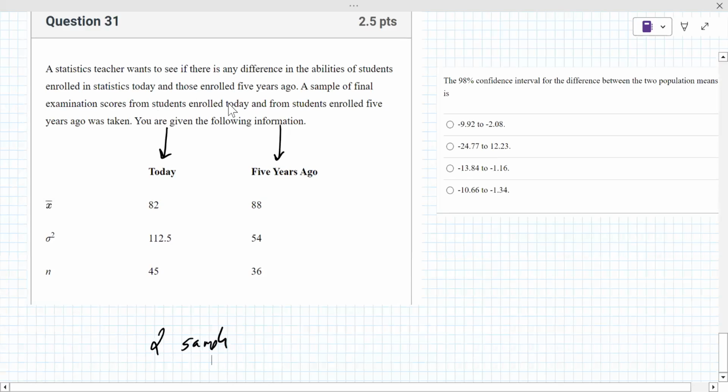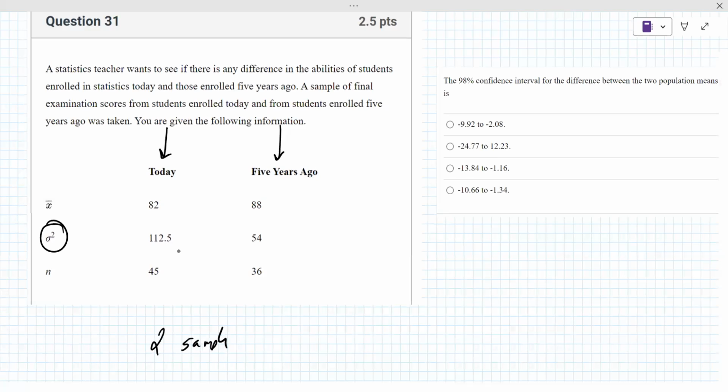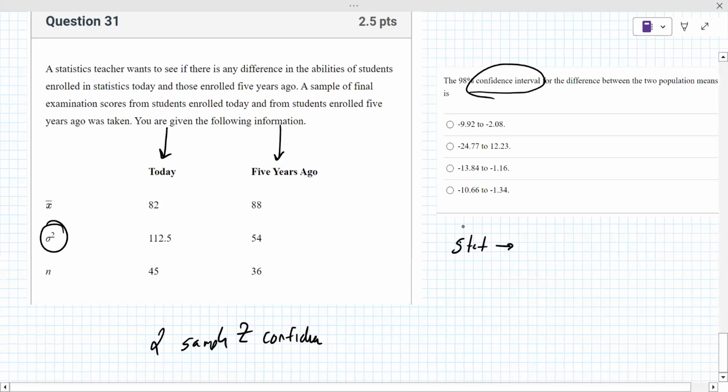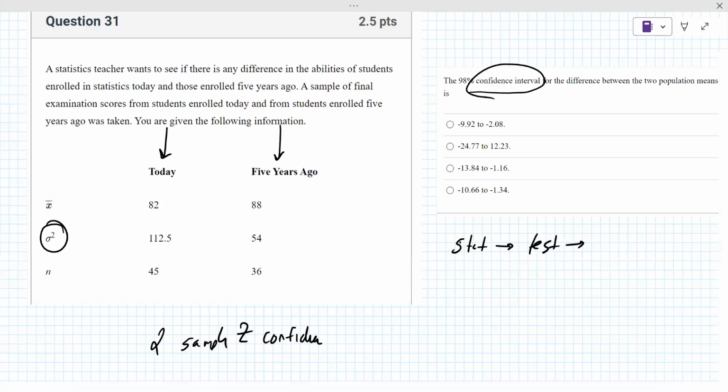A sample of examination scores from today and from 5 years ago was taken. You're given the following information. Is it a Z or a T? Z. And we're interested now in a confidence interval. So it's going to be a two sample Z confidence interval. If you go to your calculator, that's under stat, tests, and then 9. Looks like it's 9.